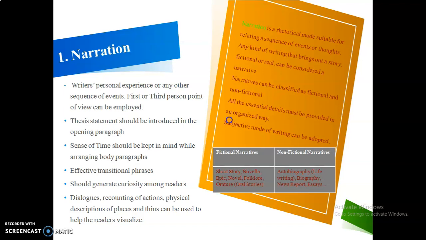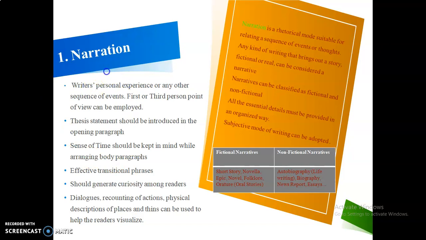So these are non-fictional narratives. In biography and autobiography, obviously there will be real events from the real life of the person. Okay. So what are the other important things to be taken care of while writing a narration or narrative essay?